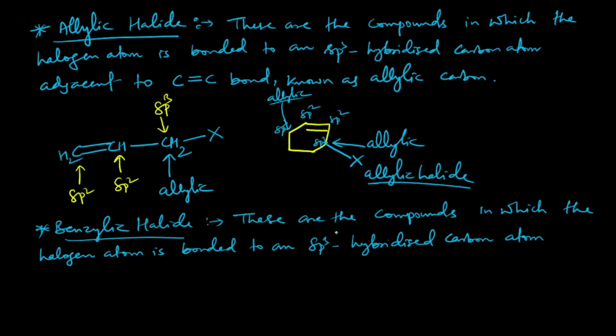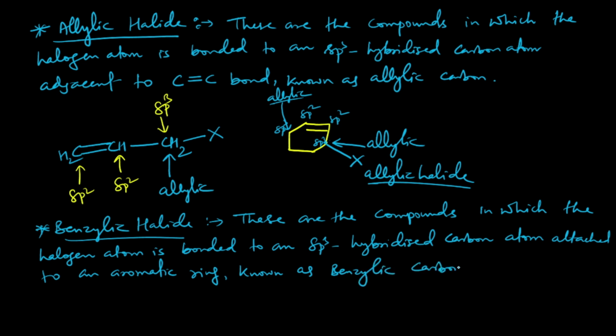So what is that? These are the compounds in which the halogen atom is bonded to an sp3 hybridized carbon atom, which is further attached to an aromatic ring. This is important over here, so it will be benzylic, otherwise it will be allylic only, right? So it is known as a benzylic carbon, correct?